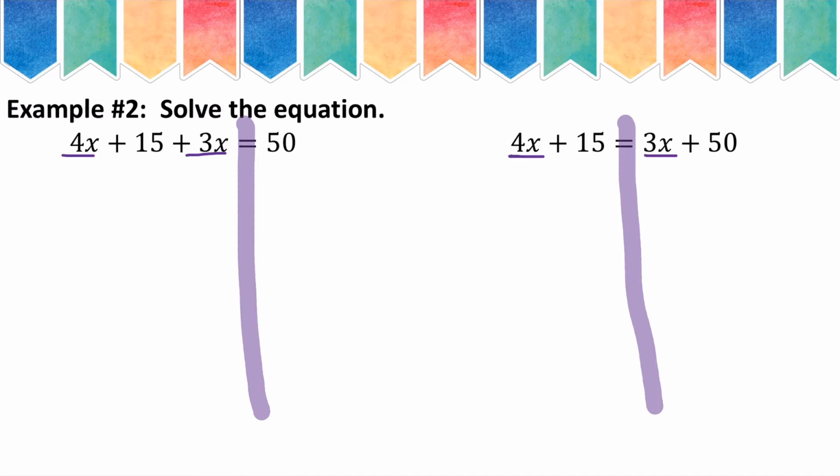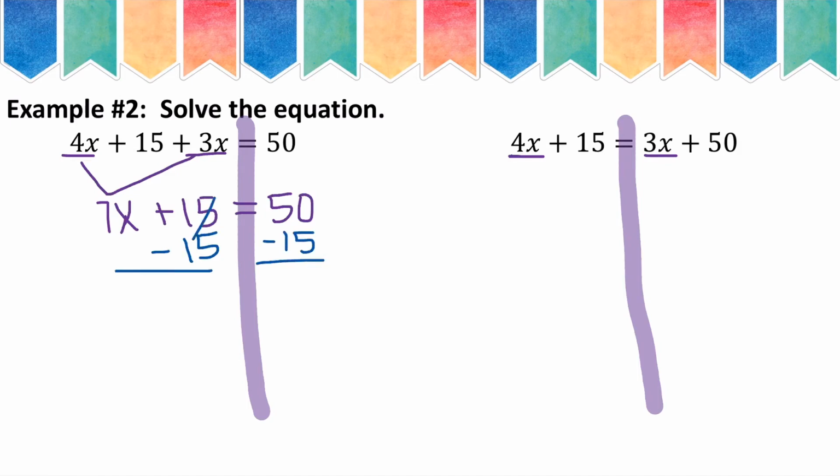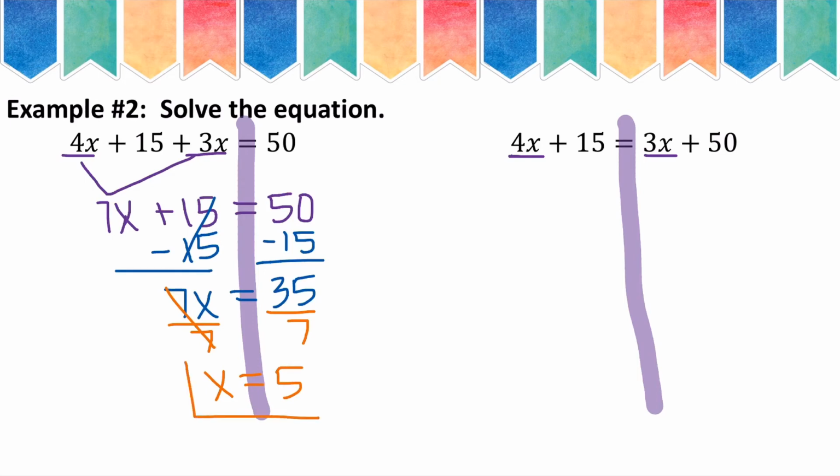So when the x's are on the same side of the problem, what we do is we combine. So 4x plus 3x makes 7x. The plus 15 comes down, and the 50 comes down. And then we solve as normal. So I'm going to subtract 15 from both sides. 50 minus 15 is 35. And then I will divide by 7. So for this problem, x equals 5.